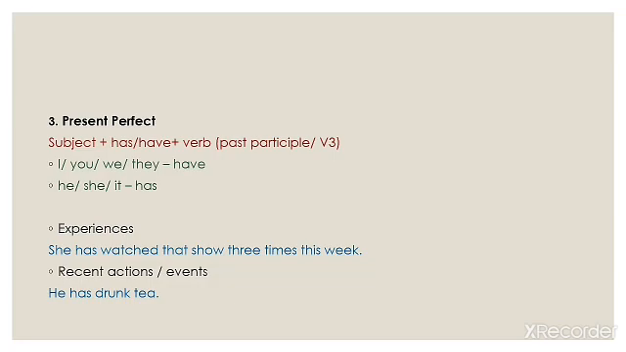So the present perfect is used when we are talking about experiences and also about recent actions or events. For example, she has watched that show 3 times this week. So this is an experience of hers during her week. And the other example is, he has drunk tea. So this is a recent action.